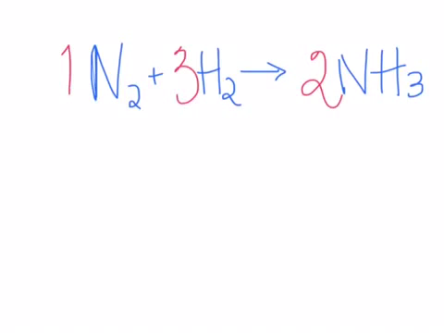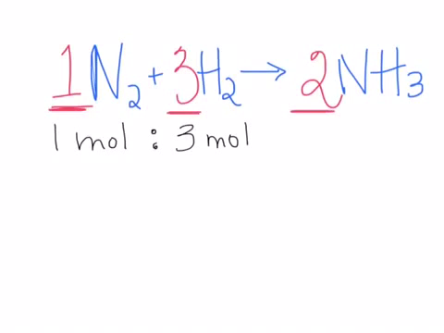And this would be an imaginary 1. For the purposes of today, I'm going to stick that in there for you. So when I say mole ratio, what I'm saying here is that I have 1 mole of nitrogen for every 3 moles of hydrogen to create 2 moles of ammonia. So those coefficients represent a mole-to-mole ratio.